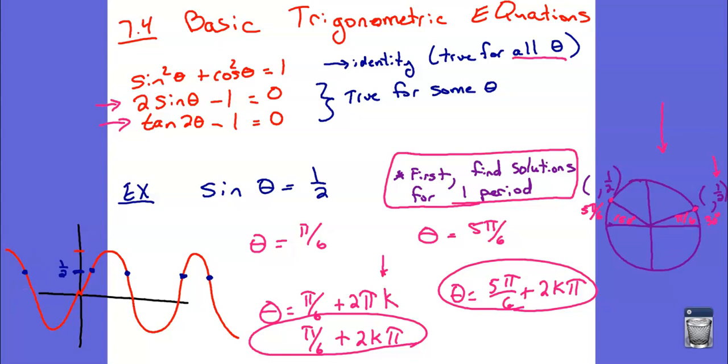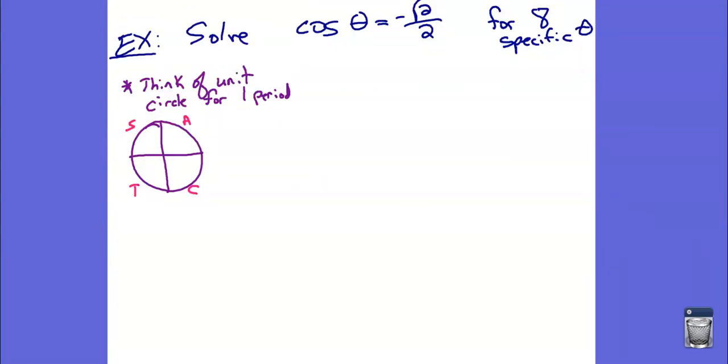So all of those theta, this is pi over 6 right here. This is 5 pi over 6. And so it keeps repeating itself, plus 2 pi is there, this plus 2 pi is there. It just keeps repeating itself over and over. So first find the solution for one period, and then just continue on with 2 pi k after that. All right, so let's look at another equation.